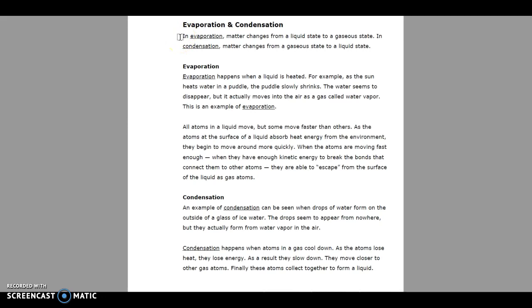In evaporation, matter changes from a liquid state to a gaseous state. In condensation, matter changes from a gaseous state to a liquid state. Okay, so the important thing here is that we're talking about evaporation, and it goes from a liquid state to a gaseous state. So I'm going to write in the margins, I would write, if I had a pen, that evaporation equals liquid to gas. You should write that down now in the margins.